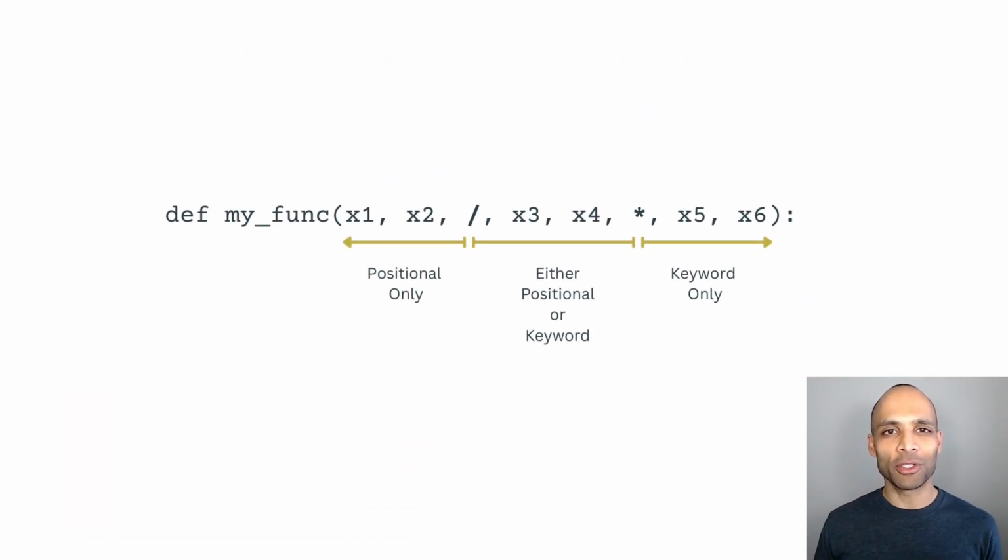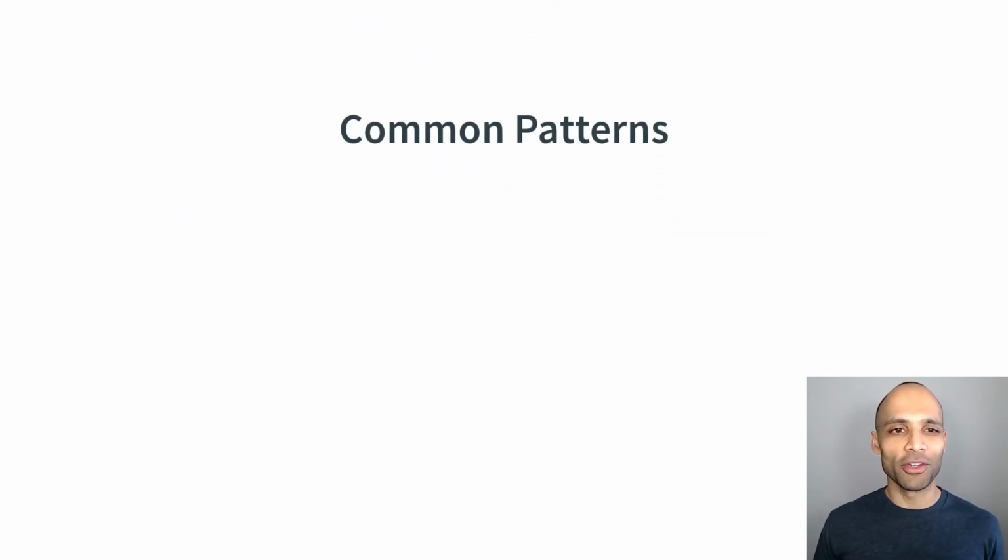The slash and the asterisk basically take your function header and break it into 3 different regions. The parameters to the left of a slash can only receive positional arguments. The parameters to the right of the asterisk can only receive keyword arguments, and any parameters that are in between those 2 markers can receive arguments either by position or by keyword. Let's check out different combinations of these function headers.